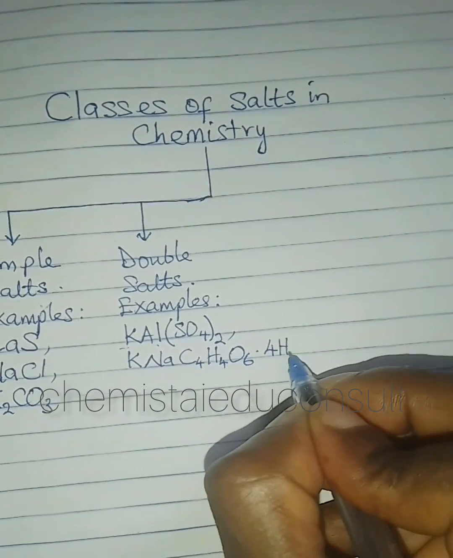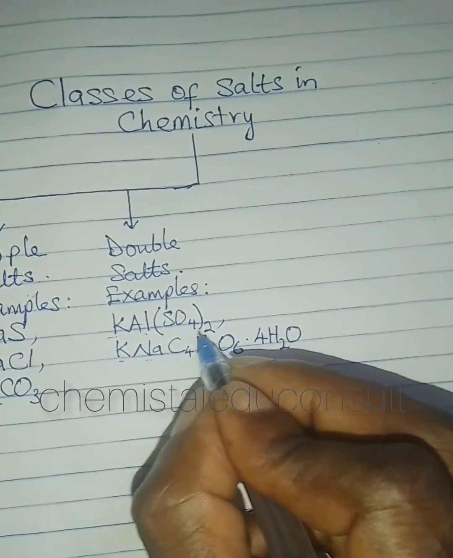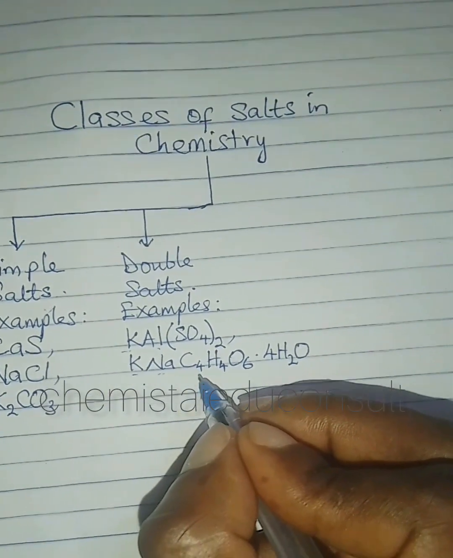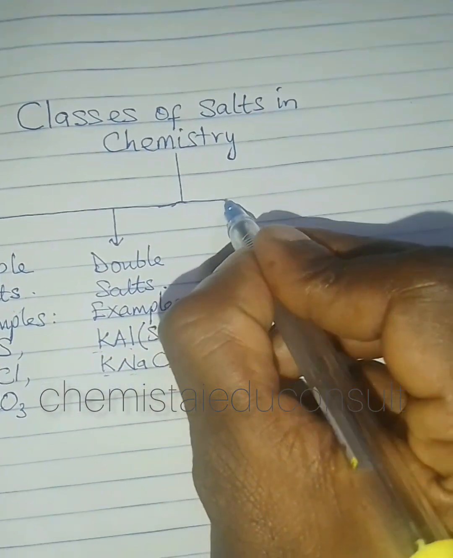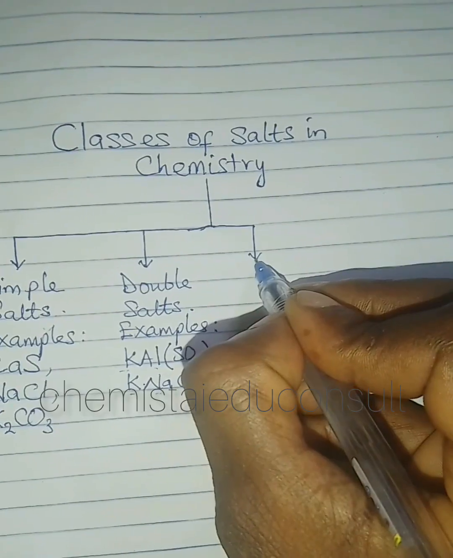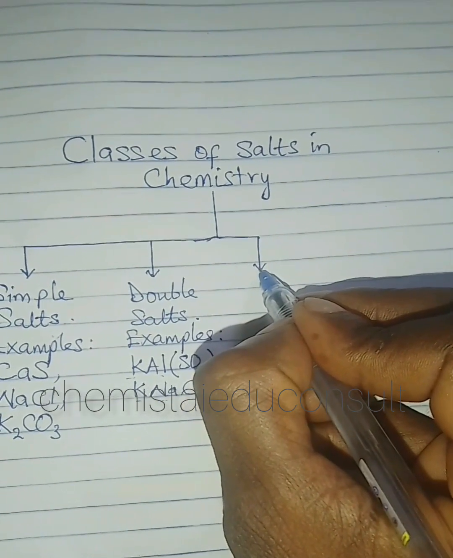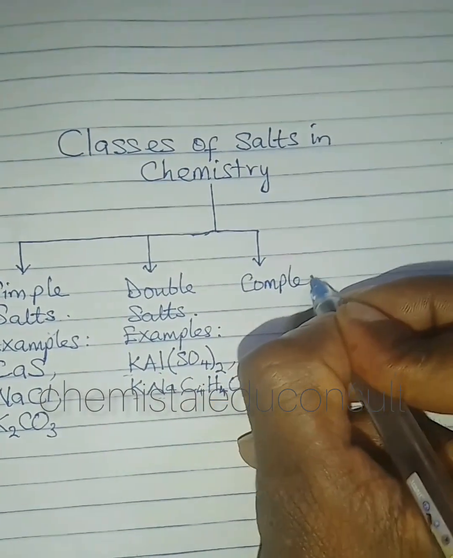We also have potassium sodium tartrate. The two positively charged ions are potassium ion and sodium ion. And then we have one negatively charged ion, which is tartrate ion from tartaric acid. In fact, the full name is potassium sodium tartrate tetrahydrate because the salt crystal contains 4 molecules of water per molecule in the crystal. If a salt contains a dative bond between an anion or neutral atom or group and a central metal ion, then the salt is called complex salt.